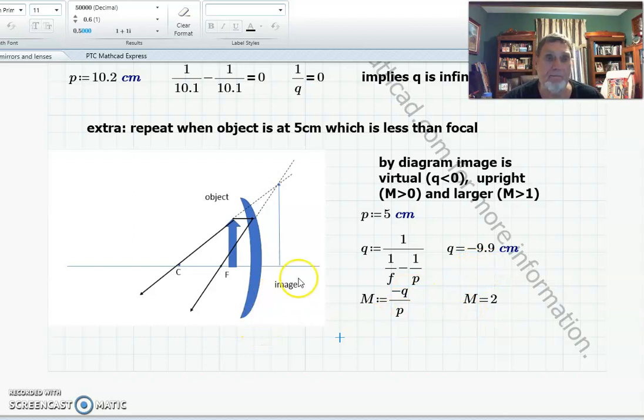And on the final, you'll have a problem like that, where you have to do an image diagram. Make sure you pay attention to how these ray diagrams are different for mirrors and lenses.